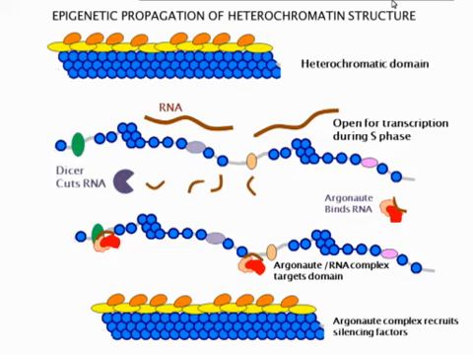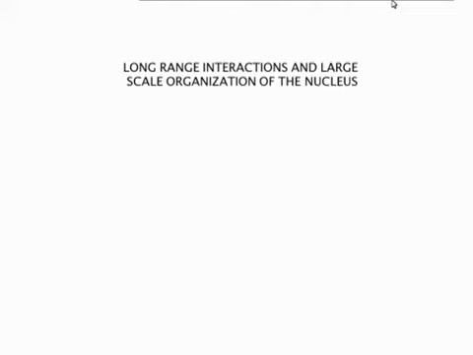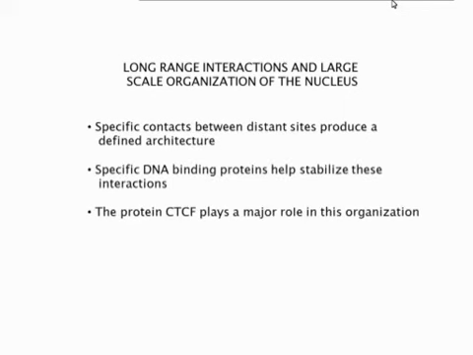So this is in principle a way you've propagated a chromatin structure, and the question of whether you can influence this in a certain way to disrupt it, and it won't regenerate, remains to be seen, but it's certainly a possibility. So the last part of my talk is going to be about something else. It's going to be about long-range interactions and large-scale organization of the nucleus, which is what we're really most interested in now.